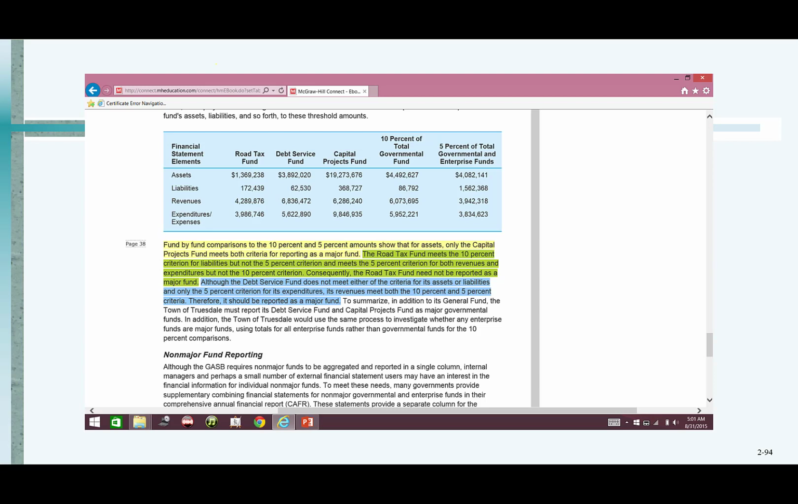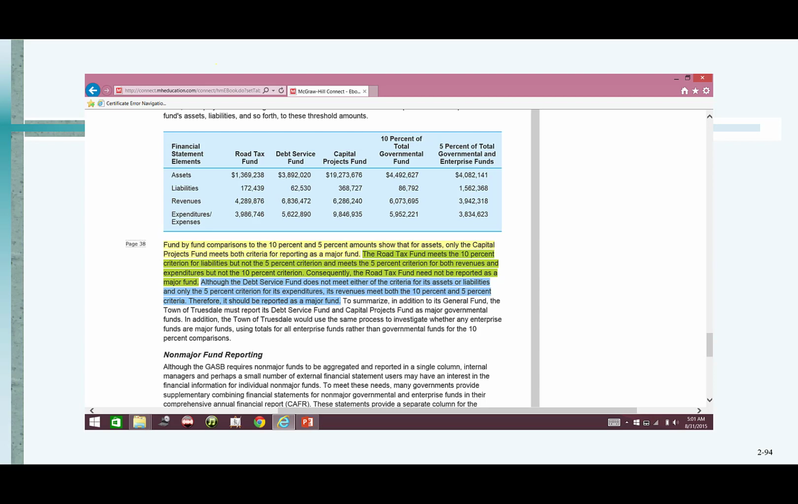The debt service fund is $3,892,020. And did it pass for assets? Nope, didn't pass for assets. Let's try it for liabilities. Didn't pass for liabilities. Let's try it for revenue. Yes, it passed the 10% test for revenue, and it passed what? The 5% test for revenue. It is a major fund.